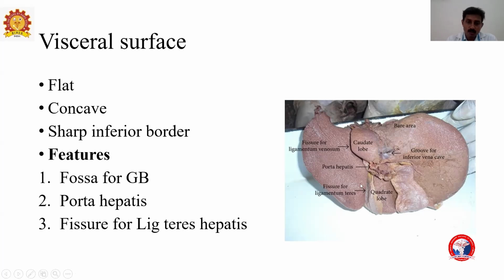We have one more feature called a fissure for ligamentum teres hepatis. The word teres means round. So it is a round ligament, otherwise called the round ligament of the liver. This fissure is present in the visceral surface. What is this ligamentum teres hepatis? It is nothing but the obliterated left umbilical vein. They can ask this in an MCQ. What is the ligamentum teres hepatis? It is the obliterated left umbilical vein.